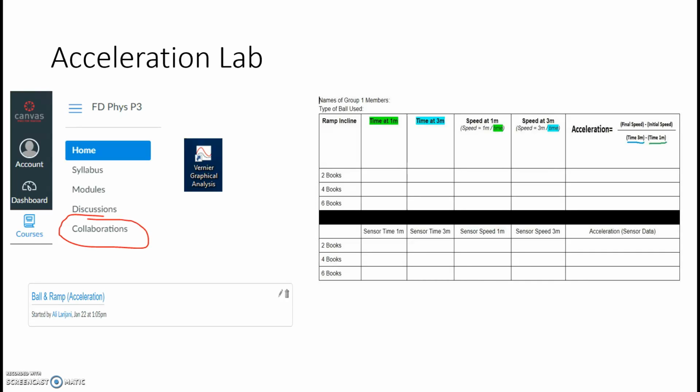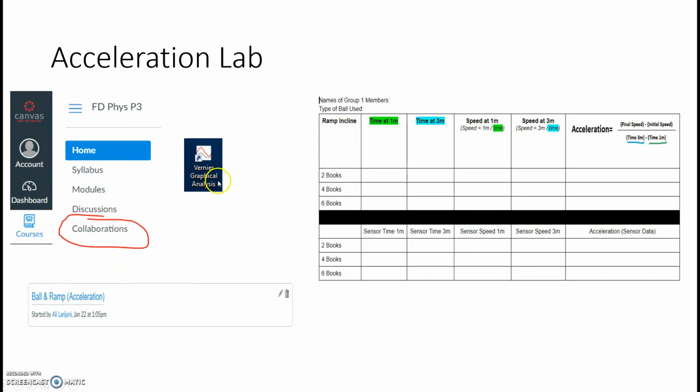I wanted to hopefully eliminate some questions or concerns, things that have come up in physical science classes in the past. So first off, you're going to be working in groups. Every group is going to need at least one Chromebook. We're going to be working in Canvas under the collaboration section, and you'll see a link to a ball and ramp acceleration underneath the collaborations link in Canvas. That's where we're going to be collecting our data.